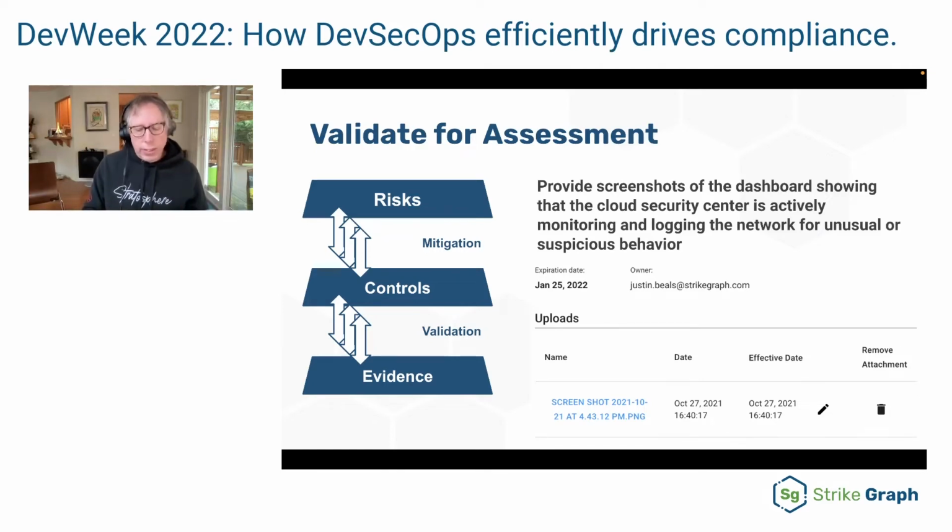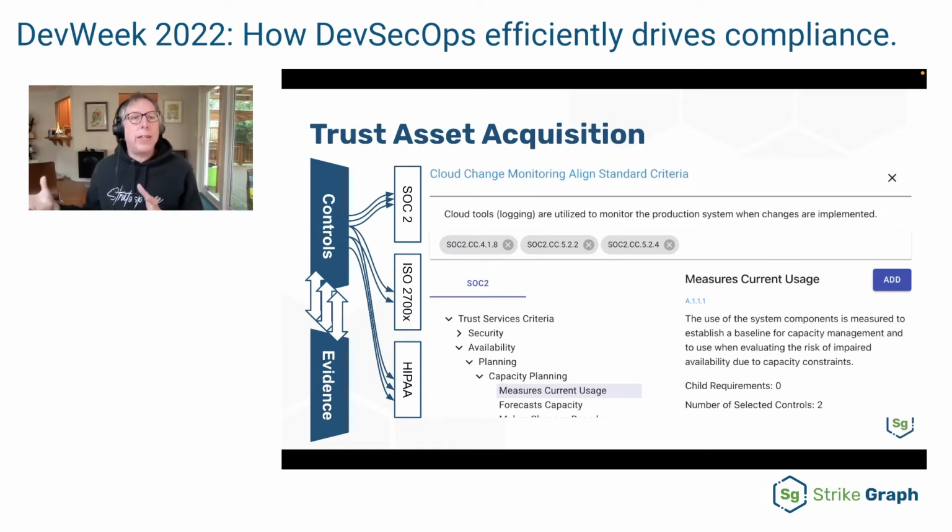Once you're starting to pull together this data, you're actually lined up to acquire one of these trust assets really easily because the controls essentially map to the standard. So for example, if the standard is measures current usage, the usage of system components is measured to establish a baseline for capacity management, you can actually use the controls for logging production systems to prove to an auditor that you're meeting this part of the SOC 2 standard.